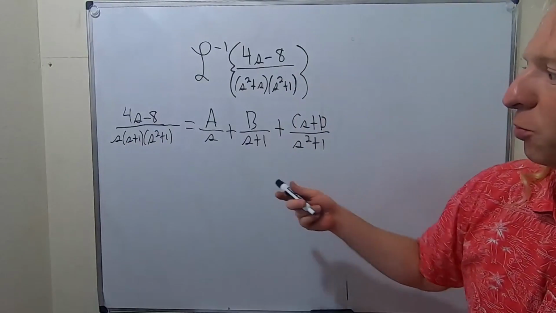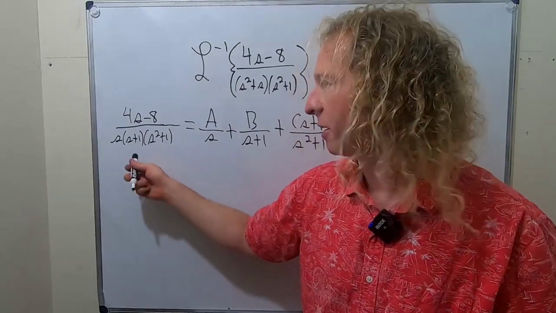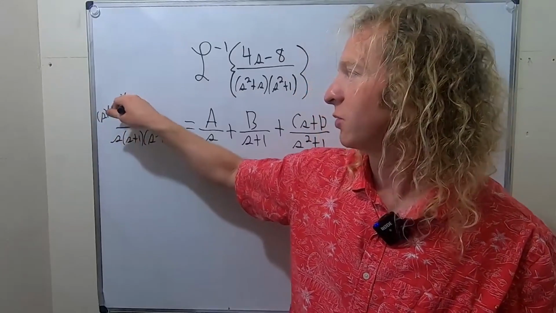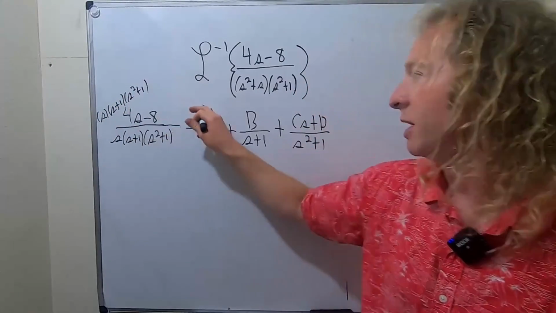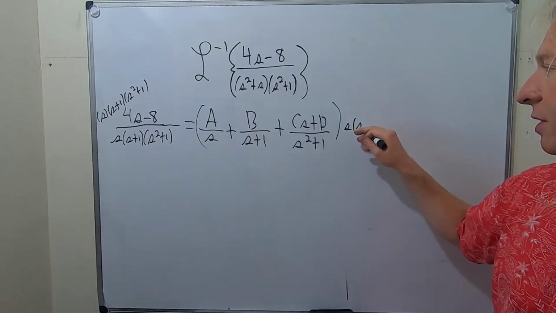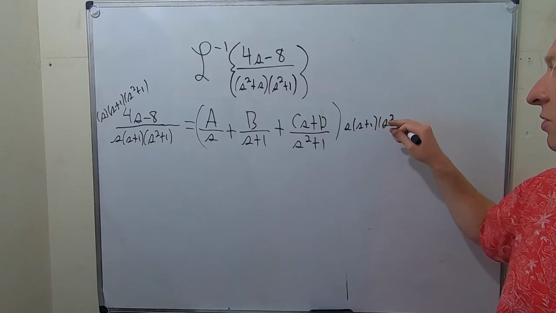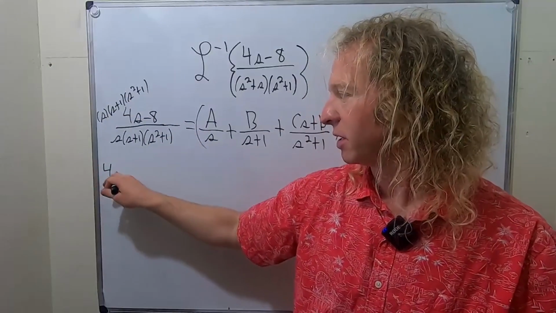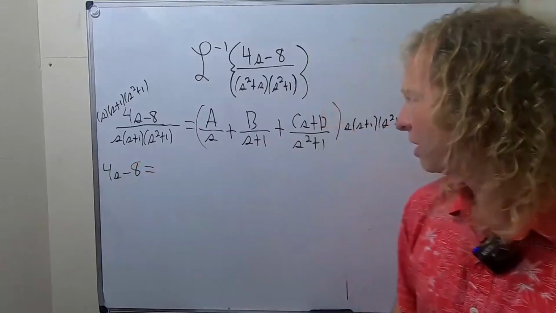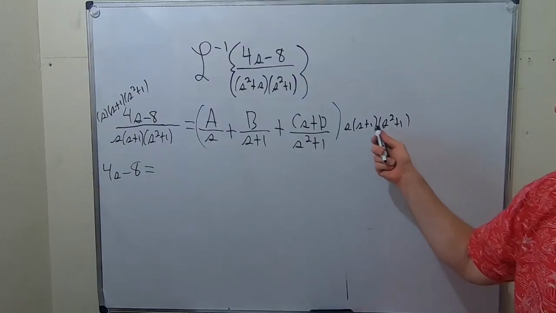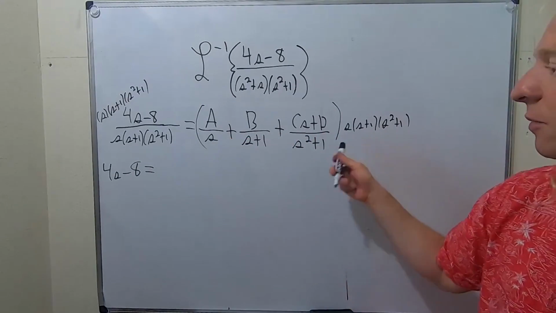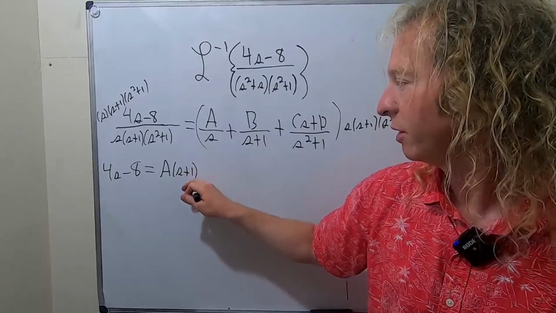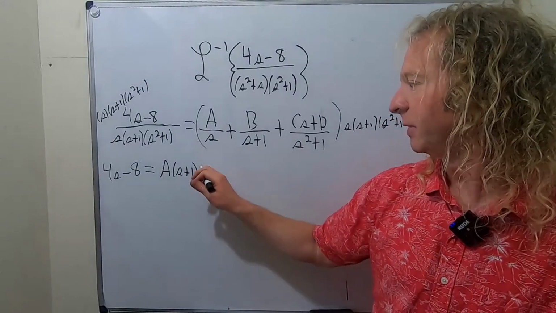So the next step in partial fraction decomposition is to eliminate the fractions. So you multiply both sides by whatever is on the bottom. So it's s plus 1, s squared plus 1. We do the same thing over here, so we have s plus 1, s squared plus 1. So this cancels over here. All of these cancel, so you're left with 4s minus 8 equals, and we have all of this times this. So the s will cancel, so we're left with a times s plus 1, and then s squared plus 1. Yep, looks good.